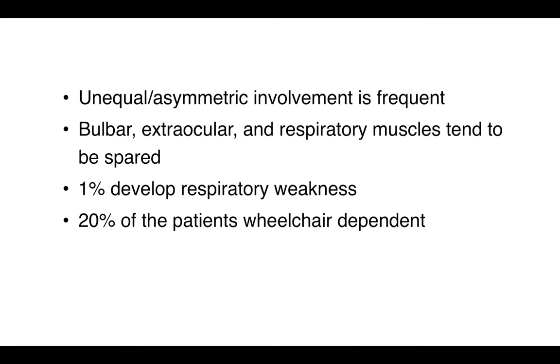Bulbar, extraocular, and respiratory muscles tend to be spared. This means that patients tend to not have problems with swallowing, seeing double, or breathing. However, 1% of patients develop some sort of respiratory weakness. In 20% of patients, their weakness results in them becoming wheelchair dependent.